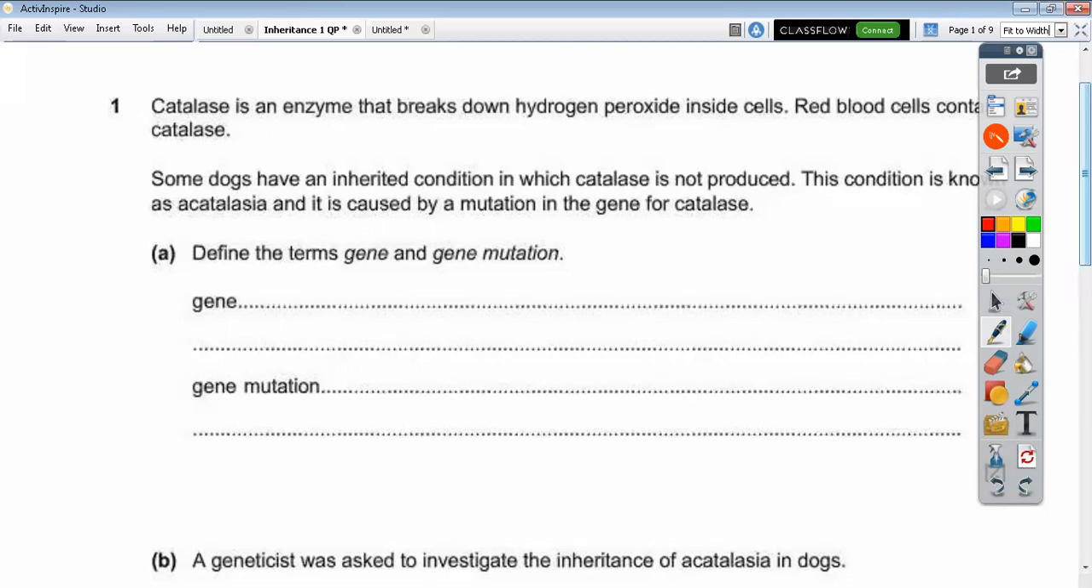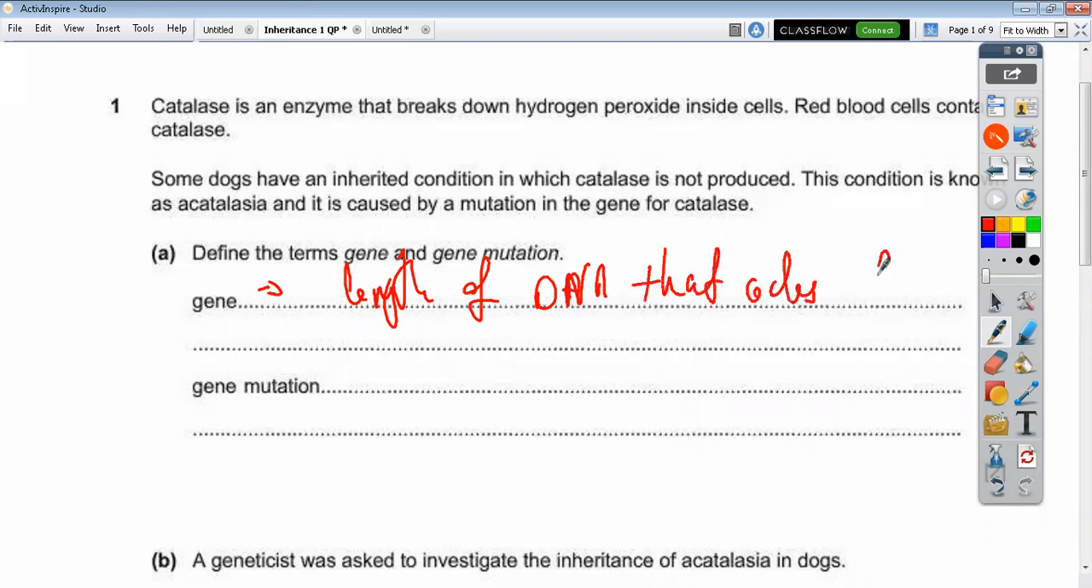Now define the term gene. What did you say a gene is? Who remembers without looking at your notes? What is a gene? Very easy. We said it's a length of what? A length of DNA that codes for a specific protein. Are we together?